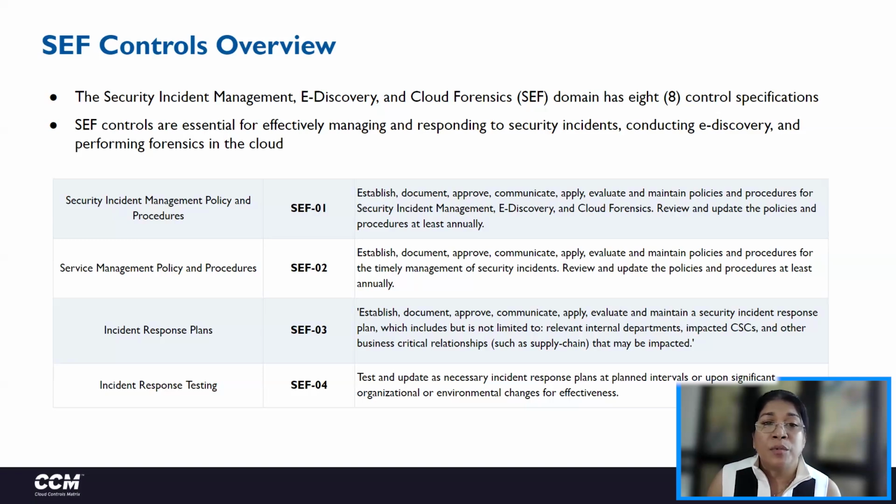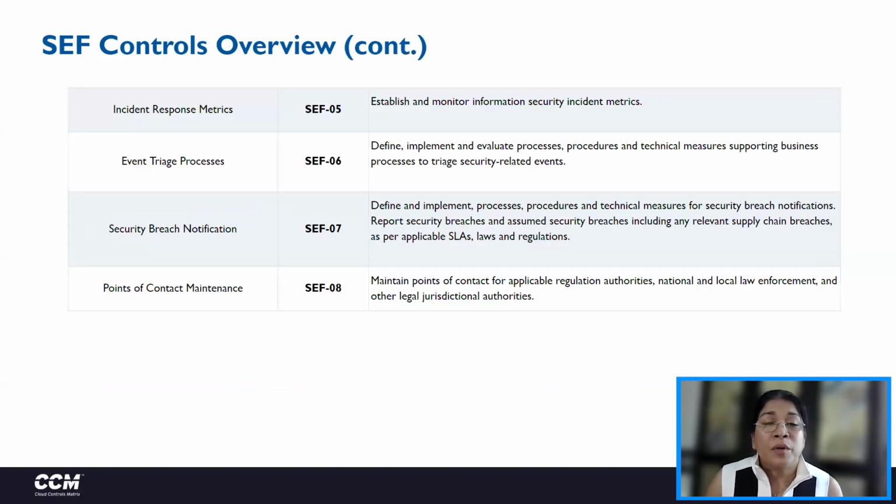SCF-04 is the incident response testing and addresses testing and updating the incident response plans. SCF-05, Incident Response Metrics control, covers establishing and monitoring of security incident metrics, for example, mean time to respond, or MTTR, mean time to identify, or MTTI, the time to contain, TTC, data recovery time, DRT, to support effective incident management.